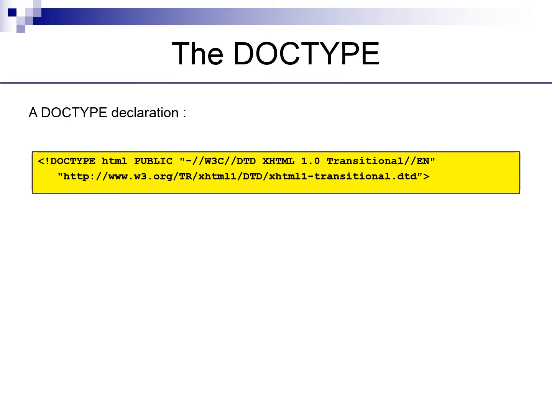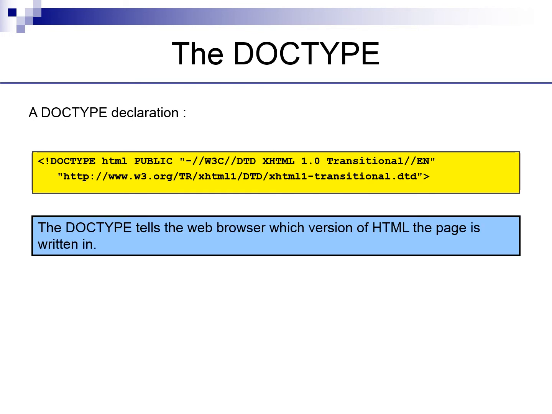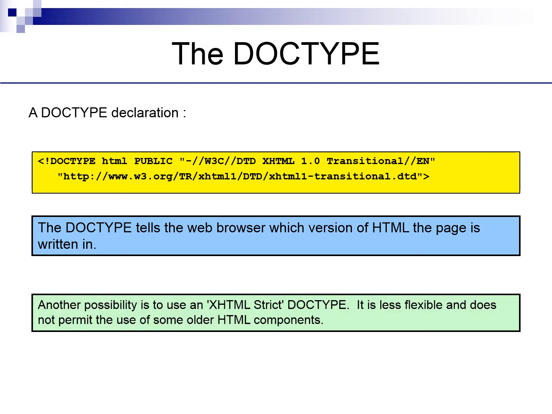The doctype declaration must be specified on the first line of each web document. The doctype tells the web browser which version of HTML the page is written in. In this class, we will be using XHTML Transitional, which allows us a little flexibility. Another possibility is to use the XHTML Strict doctype. It is less flexible and does not permit the use of some older HTML components.